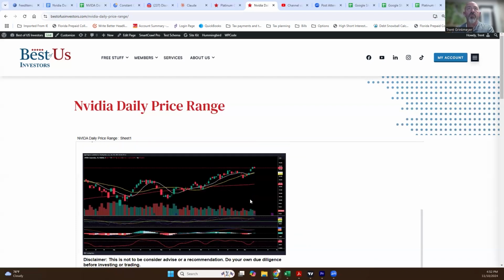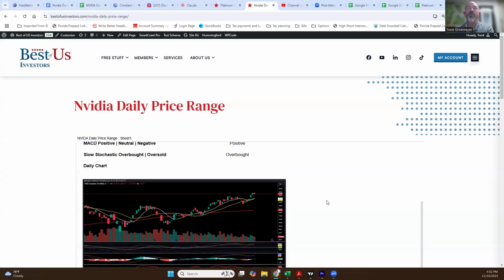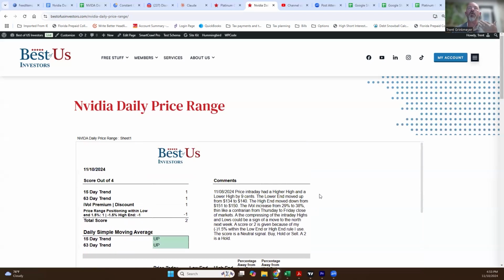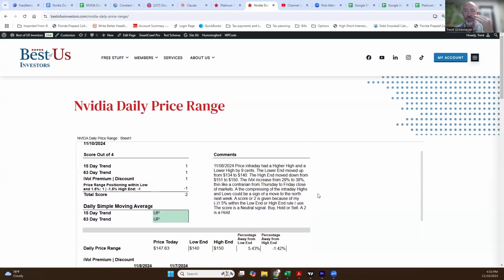I include a chart from the previous day's close to give you a visual of what Nvidia's price range looks like. So if I'm right, Nvidia's price could potentially get closer to $140, which is right in that range. And that would be a pretty cool buying opportunity because if Nvidia continues to be strong and the overall market continues to be strong, then that's an opportunity to buy low and eventually sell high.